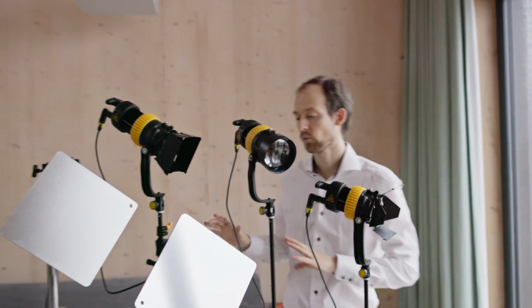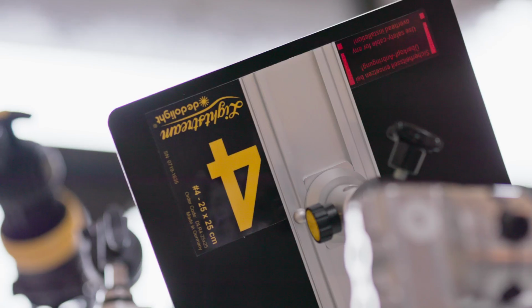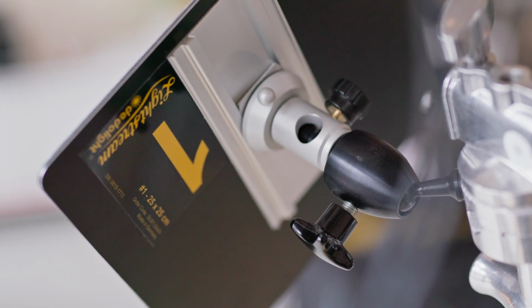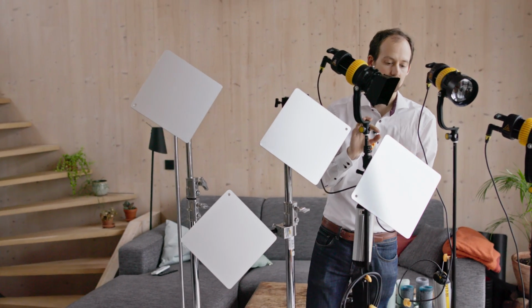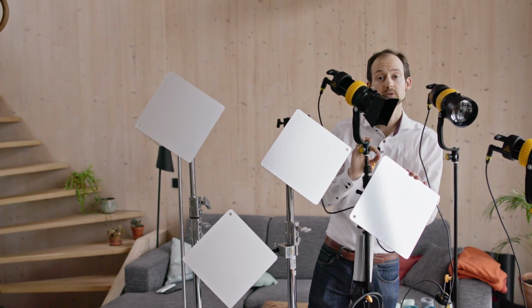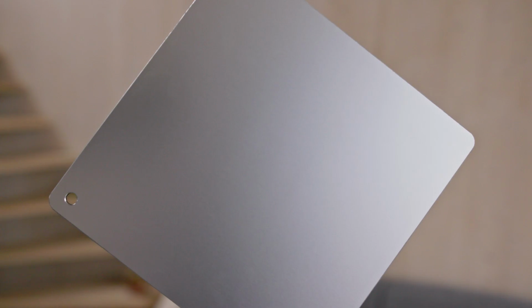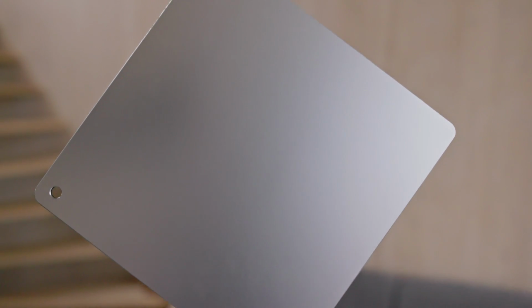We do that using reflectors. And there are 4 different reflectors in the Lightstream system. They are numbered 1, 2, 3 and 4, and they differ by the amount of diffusion they generate. Number 1 is an almost mirror-like surface, and it is best used for redirecting light from your light source. And the 4 is really a soft bounce.